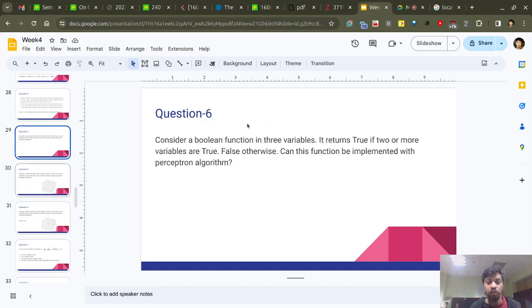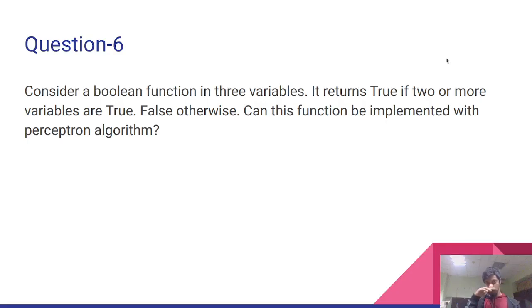Okay, next question. Consider a Boolean function in 3 variables. It returns true if 2 or more variables are true. So basically you have 3 variables, maybe a, b, c, and all of them can take true or false. If any 2 of them are true, then the function is true. If 3 of them are true, then also the function is true. But if only 1 or 0 of them are true, then it is false.